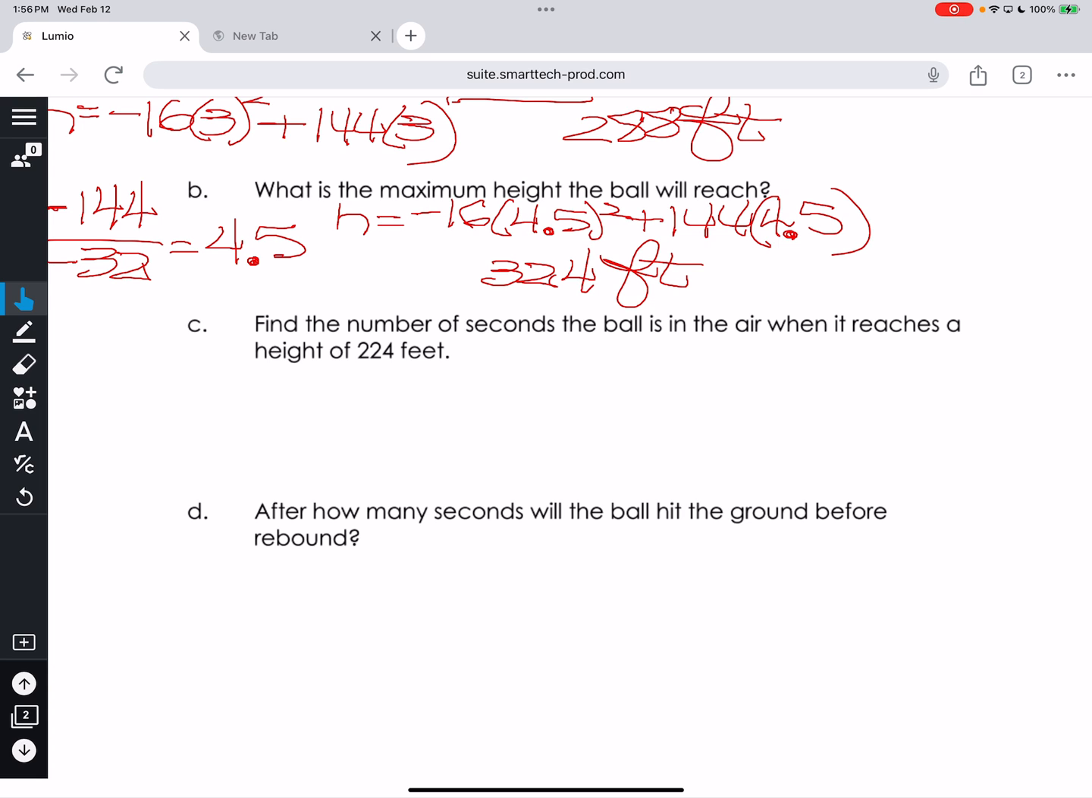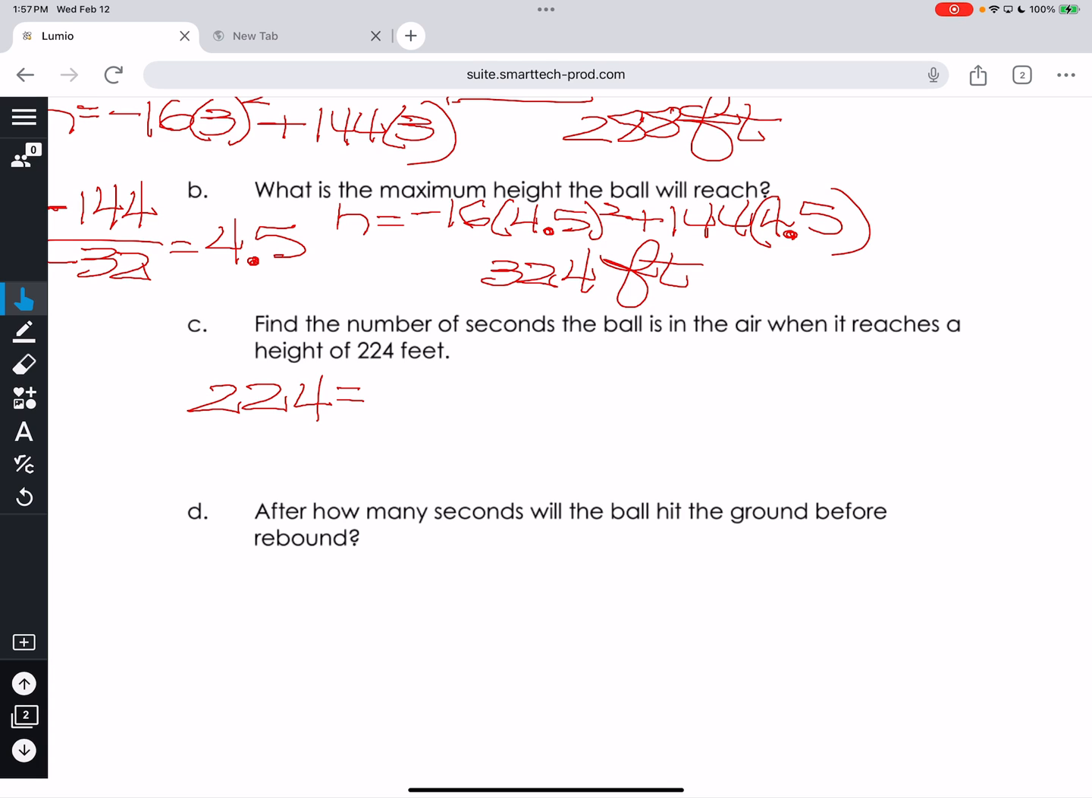Find the number of seconds the ball is in the air when it reaches a height of 224. What letter is height? H. So what are we going to replace height with? 224. Do we keep the x and the 4.5? We're on another problem. We put the t, we're looking for seconds. So we don't have a seconds. The 4.5 is a second. We're back to the original equation.